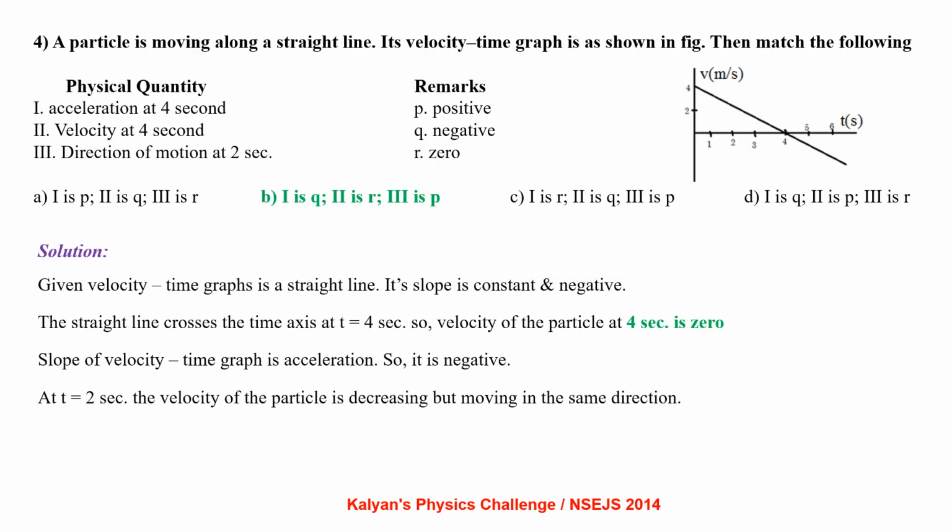A particle is moving along a straight line. Its velocity time graph is as shown in the figure. Then match the following. Take your time to go through the velocity time graph. The given velocity time graph is a straight line, so its slope is constant and negative. The straight line crosses the time axis at t equal to 4 seconds, so the velocity of the particle at t equal to 4 seconds is 0. The slope of the velocity time graph gives acceleration, and it is negative. At t equal to 2 seconds, the velocity of the particle is decreasing but moving in the same direction. So option B is correct.